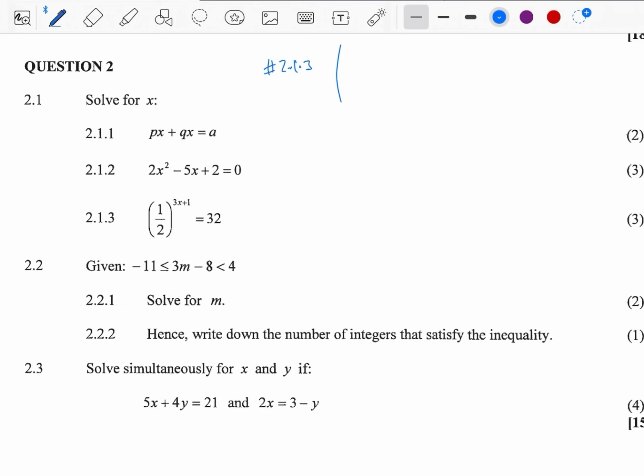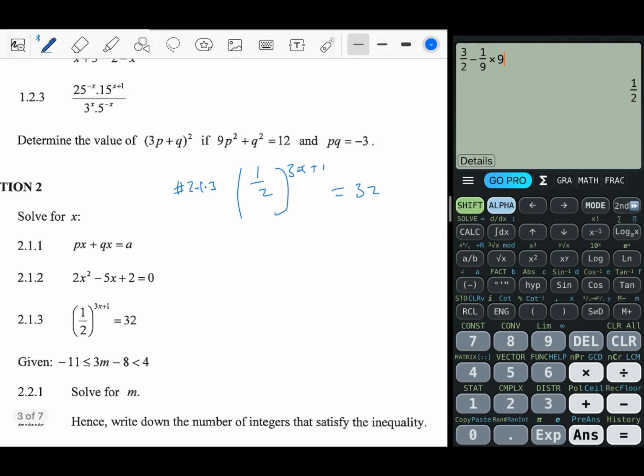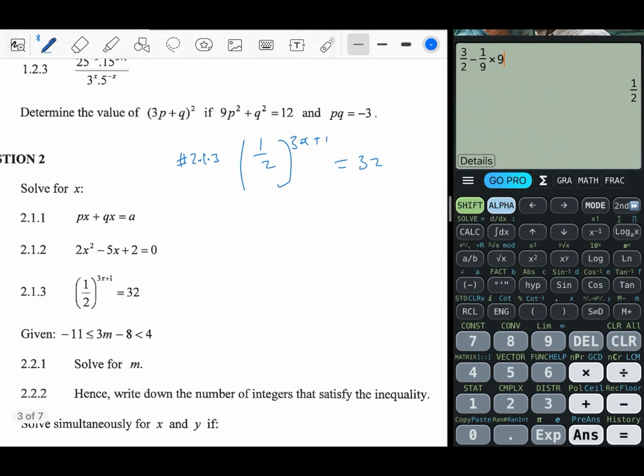So with this one here, 1 over 2, 3x plus 1 is equal to 32. I'm going to bring my calculator on. So I want you also to get your calculator. All right, so I got my calculator on. I hope you have your calculator ready as well.